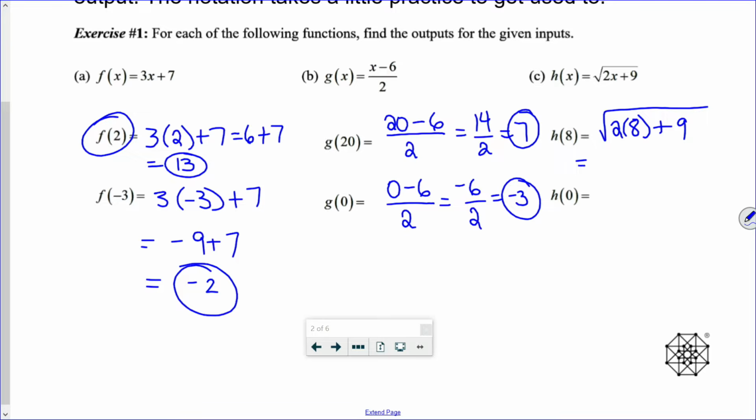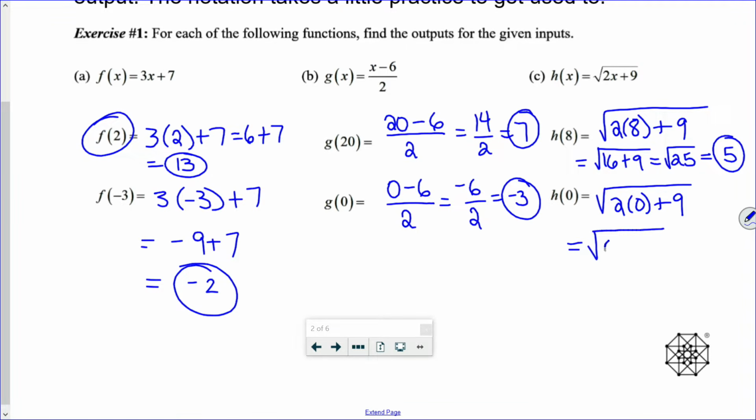All right, 2 times 8 is 16 plus 9. That's the square root of 25, and the square root of 25 is 5, right? 5 times 5 is 25. Likewise, when the input is 0, the output will be the square root of 2 times 0 plus 9. 2 times 0 is 0. So that's going to be the square root of 0 plus 9, which is the square root of 9, which is 3.